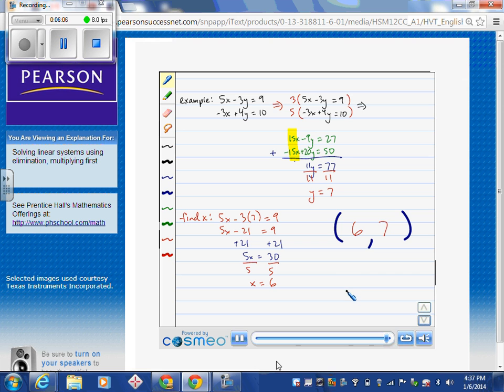Good job. I hope you continue to work hard when you're working on problems where you're solving systems using elimination.